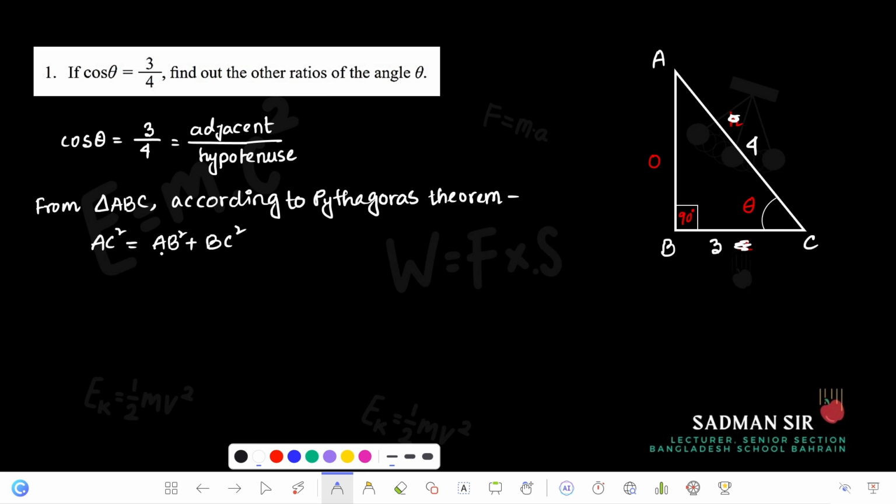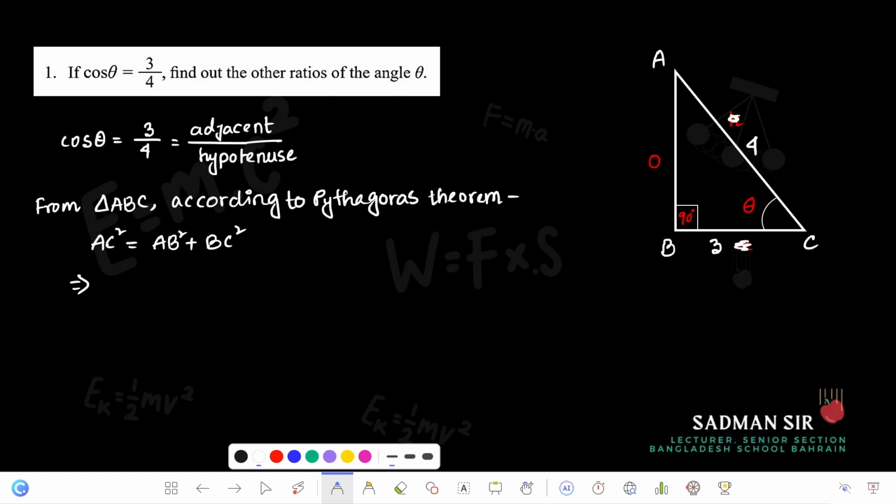Those who remember the Pythagoras theorem, it's easy for them, right? If you have forgotten, then remember that you should find out the hypotenuse first and put the square on that. The hypotenuse is this side, A to C, so side AC. So we put a square on AC, and the other two sides that are adjacent to the 90 degree angle, the summation of the squares of those two sides will be on the right hand side.